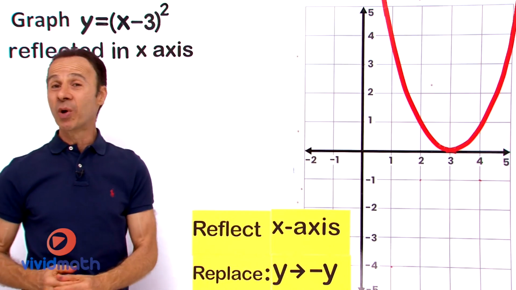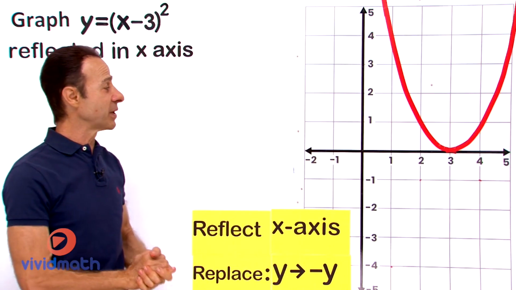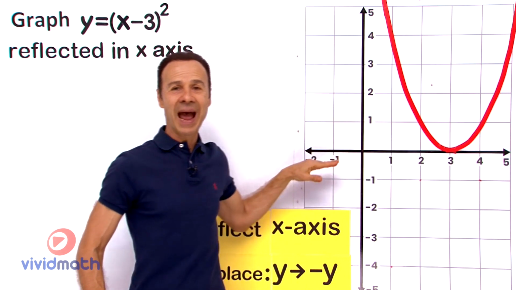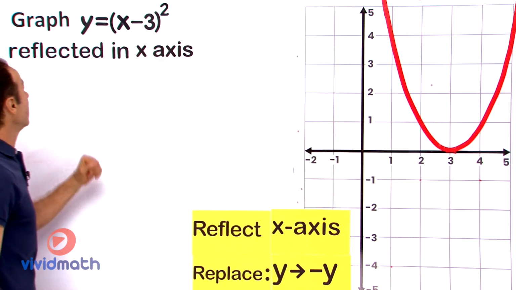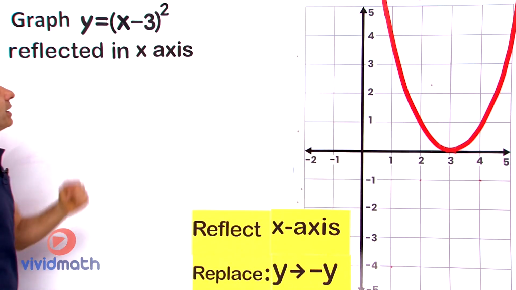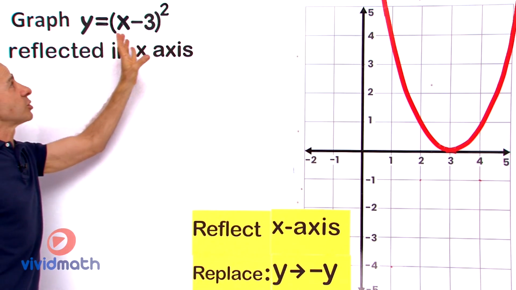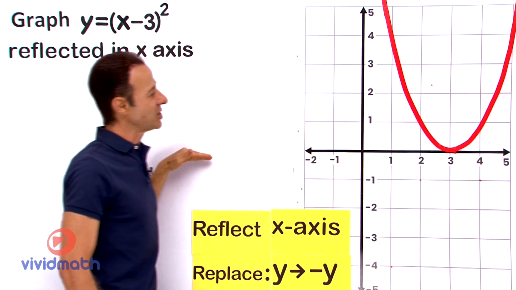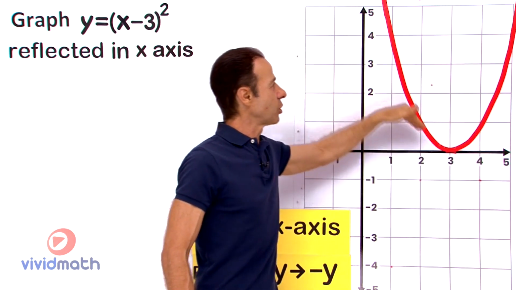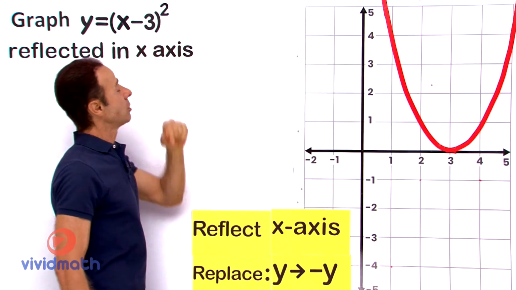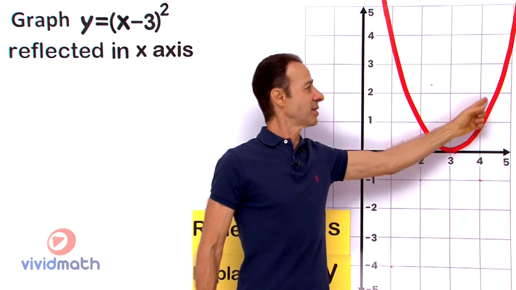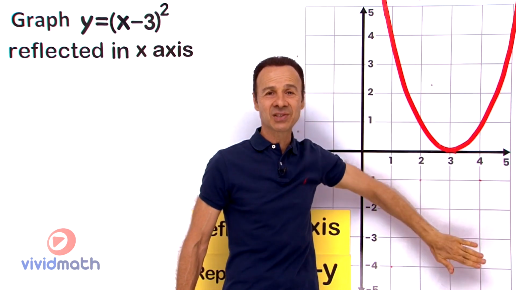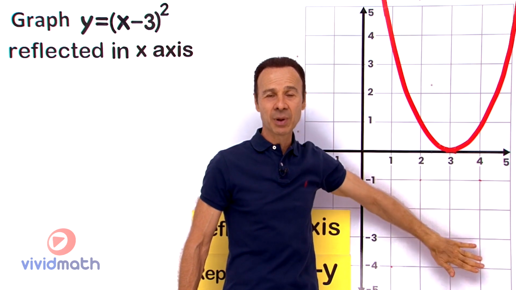Okay, in this question we're working with reflections, specifically reflections about the x-axis. Let me go through the question very quickly. We're asked to graph y equals (x minus 3) all squared, and we want it reflected in the x-axis. So there's our x-axis, there's that curve of y equals (x minus 3) all squared, there it is right there. We're going to reflect it in the x-axis, and it's going to be a mirror image down below over here.